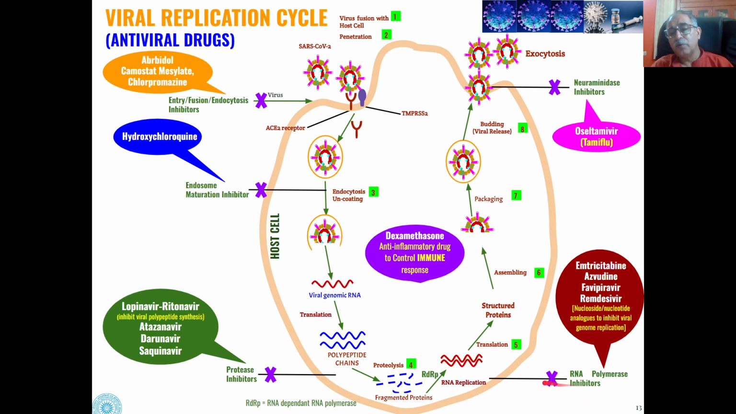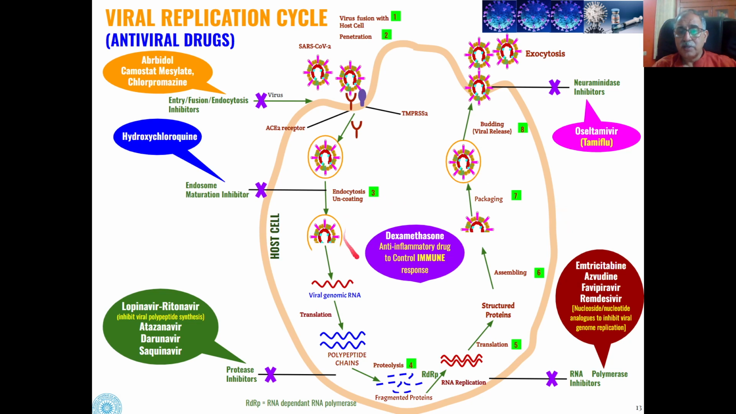Then one more drug class was used for inhibition of RNA replication activity. So RNA polymerase inhibitors. These are the most effective drugs: emtricitabine, azvudine, favipiravir, and remdesivir. All these acted as RNA polymerase inhibitors, and out of these, remdesivir was most commonly used and most effective as a nucleoside or nucleotide analog to inhibit the viral genome replication in COVID-19.